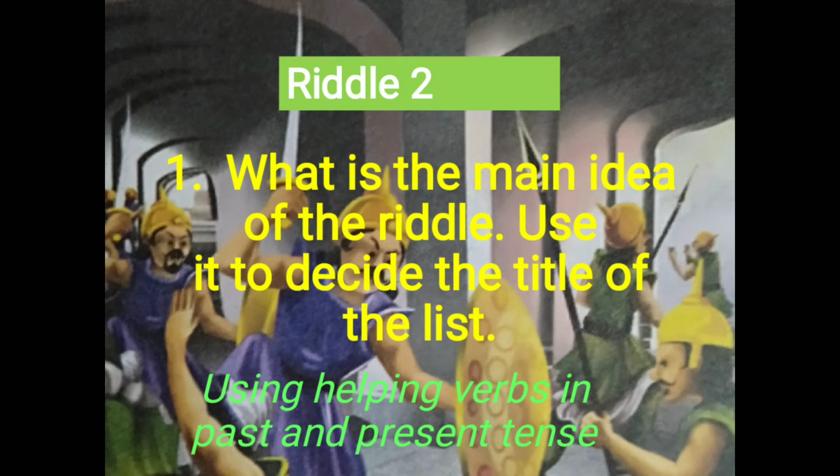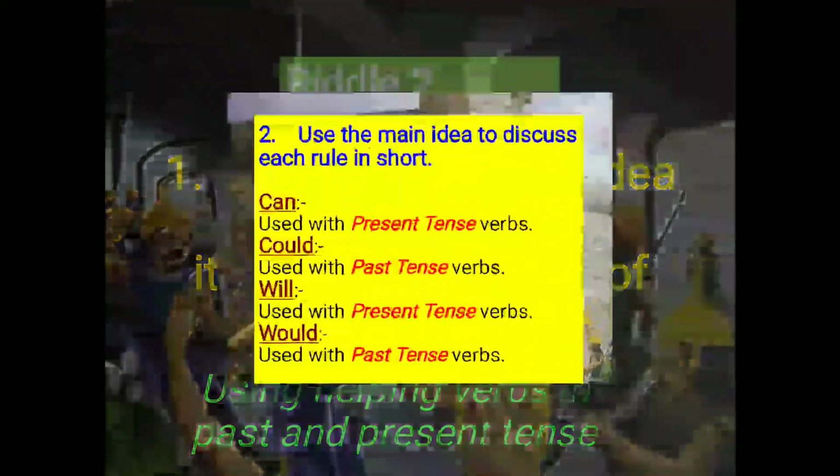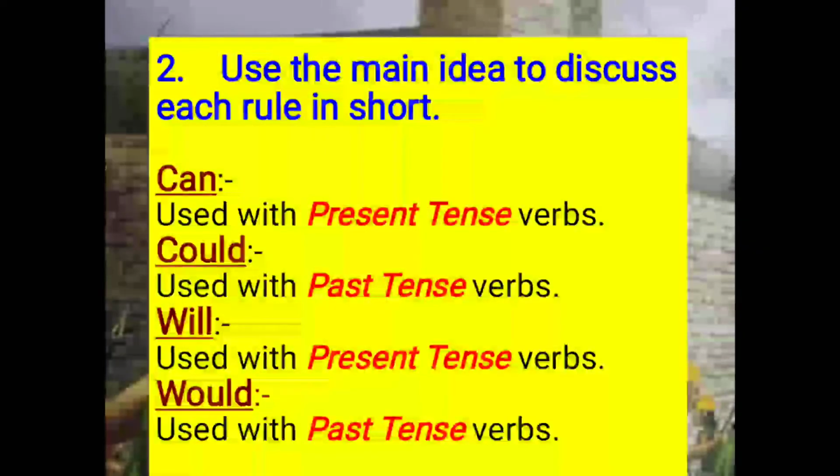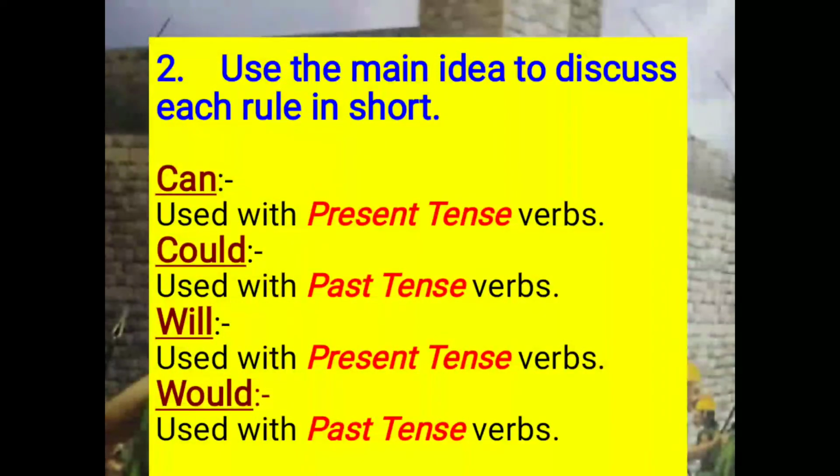If you have the answer, you can pause the video here and answer me for this. Fine, I'll tell you the answer. See, can is used with present tense verbs, right? As I have explained in your previous classes, can is used with present tense verbs. In your lesson 1, I have already explained this. Could is used with the past tense verbs. Right? Will is used with the present tense verb. Would is used with the past tense verb.